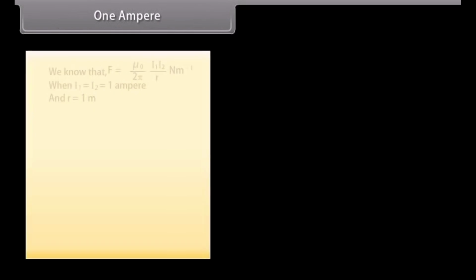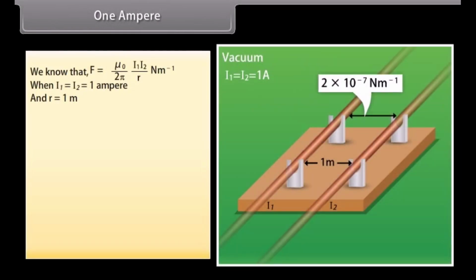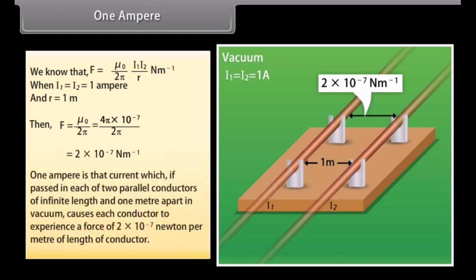One ampere. We know that F is equal to mu naught upon 2 pi multiplied by I1 I2 upon r, when I1 is equal to I2 is equal to 1 ampere and r is equal to 1 meter. Then the value of F is equal to 2 into 10 raised to the power minus 7 Newton per meter. Therefore, 1 ampere is that current which, if passed in each of the two parallel conductors of infinite length and 1 meter apart in vacuum, causes each conductor to experience a force of 2 into 10 raised to the power minus 7 Newton per meter of length of conductor.